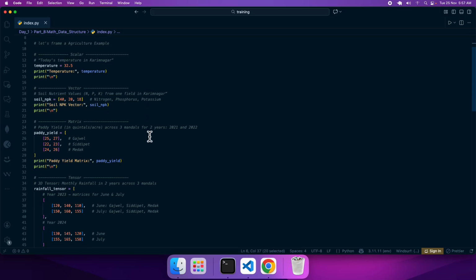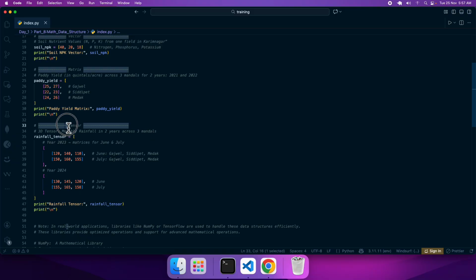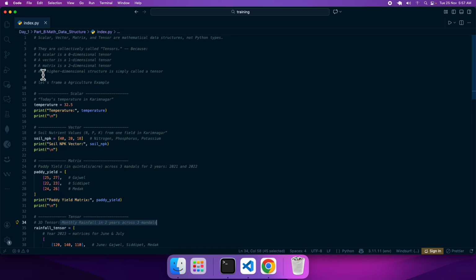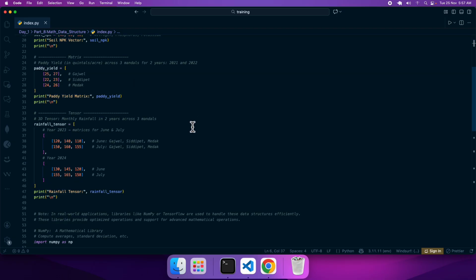Great. And then comes something called an actual tensor, which is going to hold multiple information. For example, I want to store the information of rainfall in 2 years across 3 mandals. So how do I store this? For that reason, we made use of a tensor. If you look over here, the tensor is basically a higher dimension. Why is that so? Because outside it has a matrix, and inside there is again a matrix followed by another matrix.